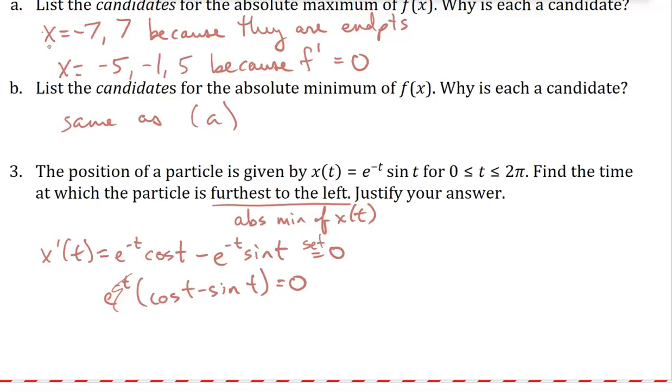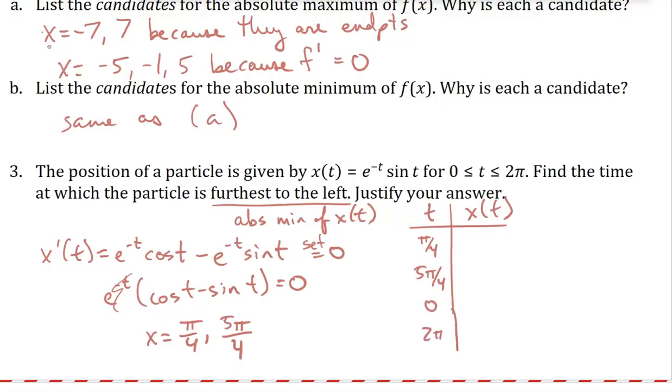Cosine t is equal to sine t at t equals pi over 4 and 5 pi over 4. I'm pretty sure that came up within the last couple of note sections. Something similar to this. Okay, so those are my places, meaning my candidates for x of t are at pi over 4, 5 pi over 4, and then also my endpoints, 0 and 2 pi. Okay, I'm plugging values back into the original function. I'm going to need a calculator to plug in most of these.